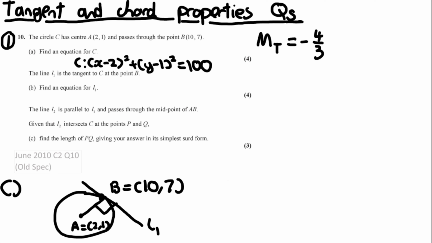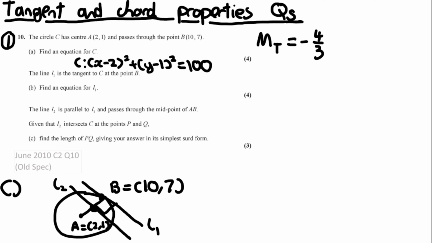Okay, so for part C, it refers to L2, and it says that L2 is parallel to L1, and it passes through the midpoint of AB. So if we put that midpoint of AB being about here, and it's parallel to L1, we can draw the line looking something like this here, where this is L2.